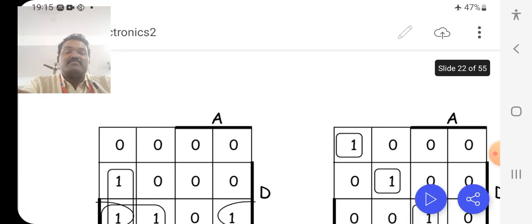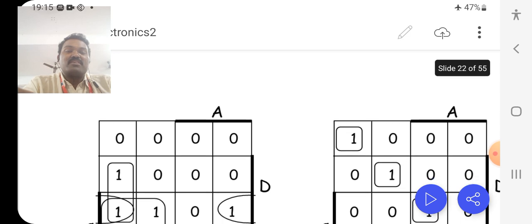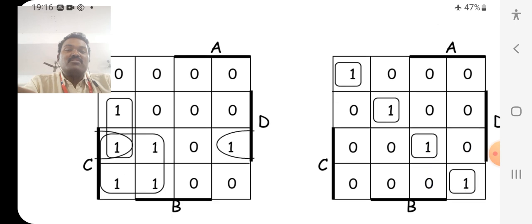For example, the first row, all are 0, 0, 0, 0, and in the second row I am marking 1, 0, 0, 0. Third row I am marking 1, 1, 0, 1. Then the final one is 1, 1, 0, 0. This is the function value. This function value is a min-term value. That min-term value is marked in the sum.